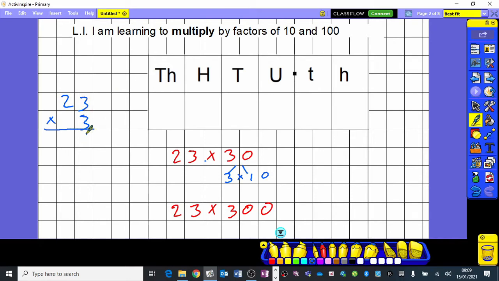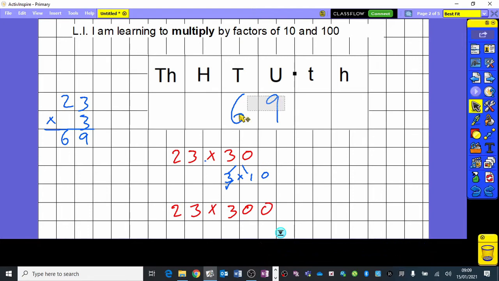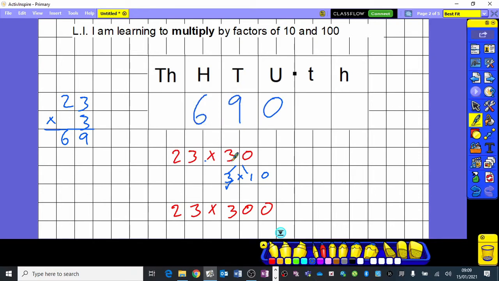So let's start off with 23 times 3. Well, 3 times 3 is 9, 3 times 2 is 6. So we have the answer, 69. Let's put that in our place value frame here. Now, we've already timesed it by 3. Next, we're going to times that by 10. So how do we times things by 10? They move up one column. There we have it. So 23 times 30 is 690. We started off timesing it just by 3 and then timesed our answer by 10. So the answer is 690.